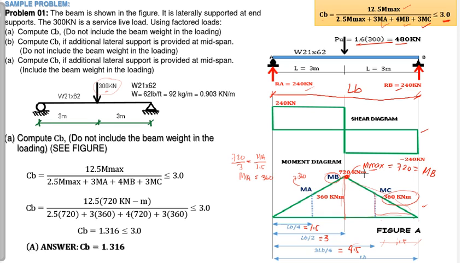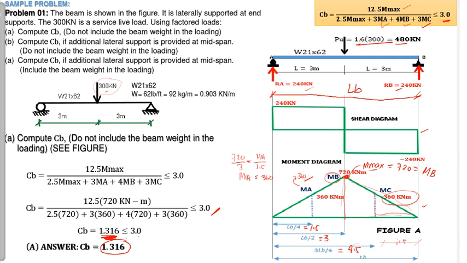So, meron na tayong MA, MB, MC, and Mmax. We can now substitute these values here in our equation to solve for the CB, which is equal to 1.316. This is less than 3.0. So, yung CB natin is 1.316. Okay? So, yan yung magiging CB natin.